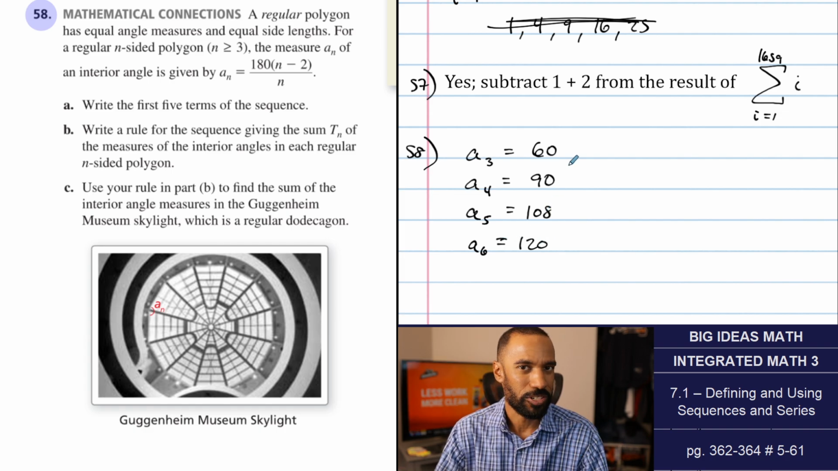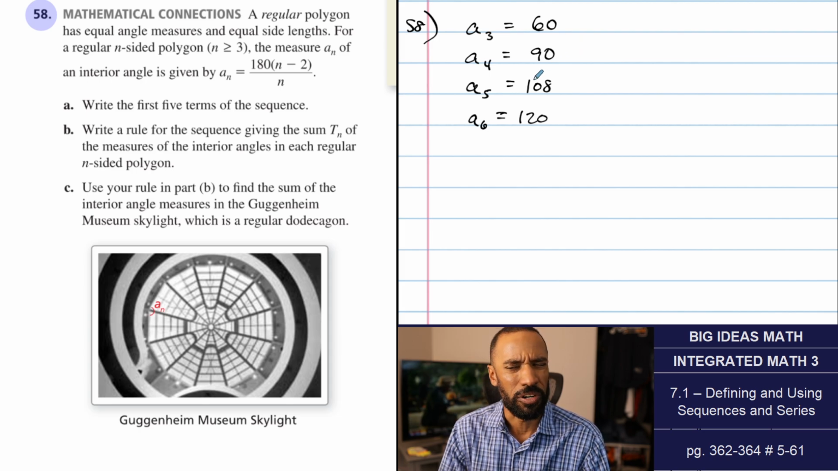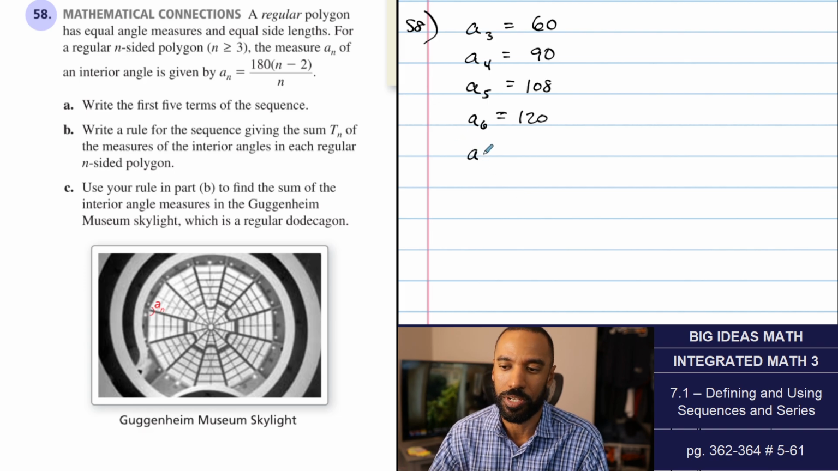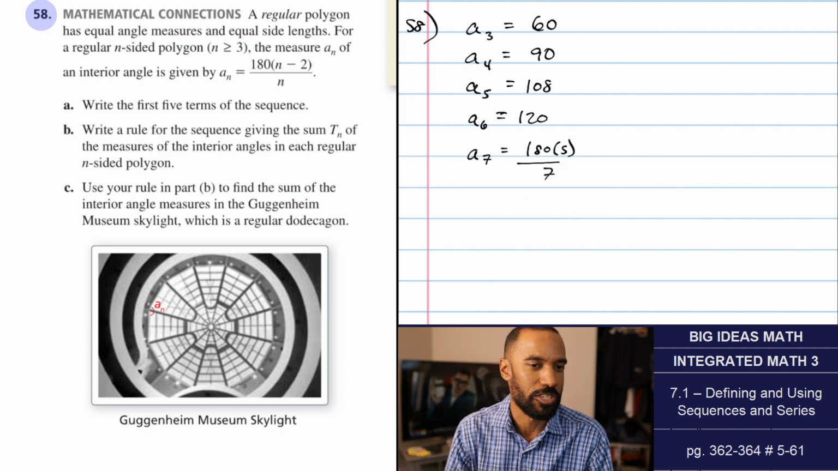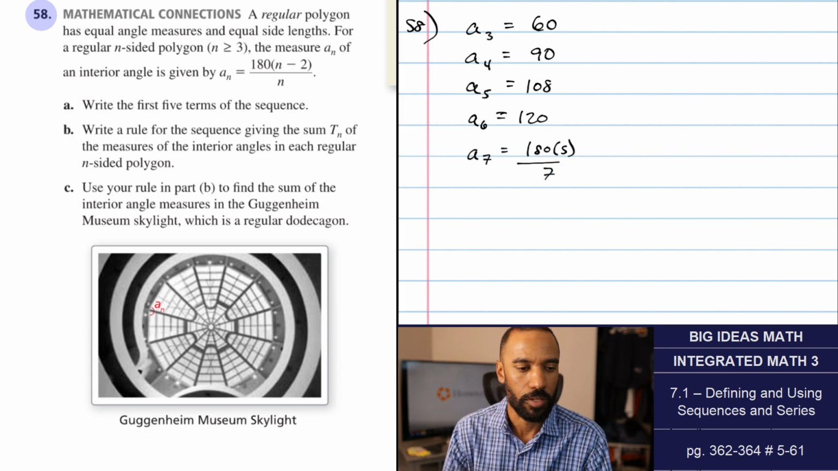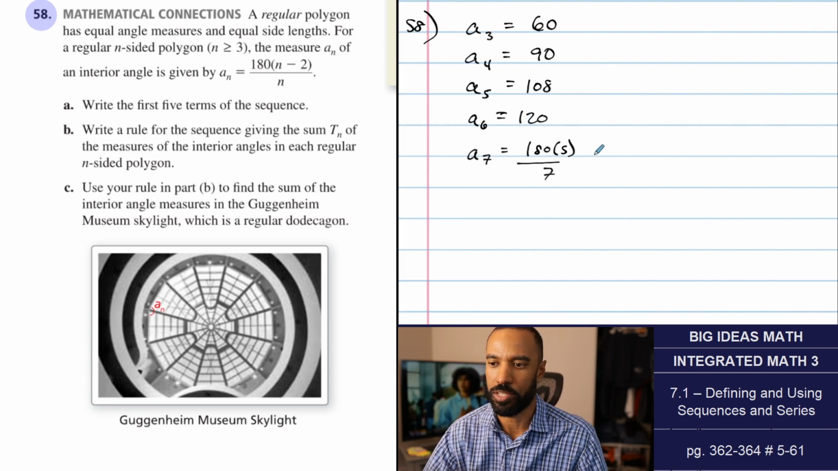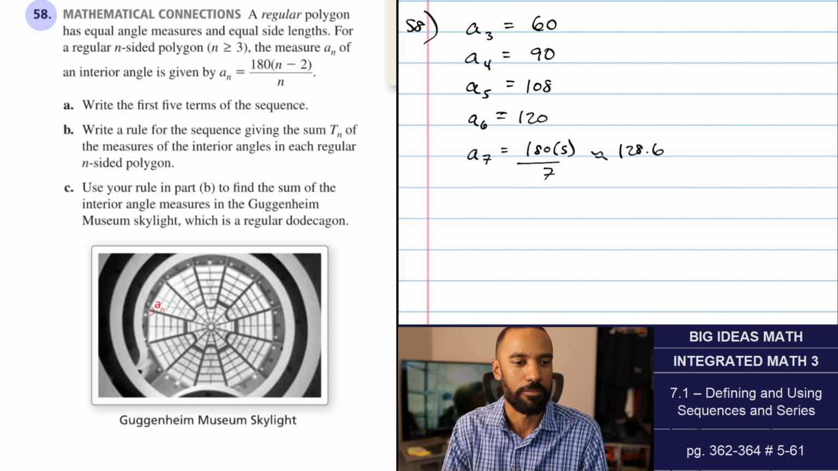I don't actually know 7 because I think it's a decimal. But, and I think 8 is 135. But anyway, I think those are the first 4, right? Oh, you do need 5. Shoot. Okay, I got to figure this one out. 180 times 5 over 7. Yeah, that's a decimal. So 180 times 5 over 7. I'm getting 128.57. I'm going to call it 128.6. 128.6. Okay, there's the first 5.